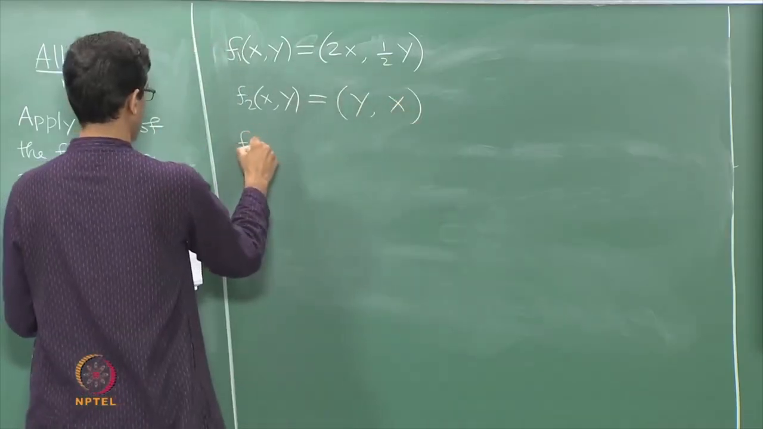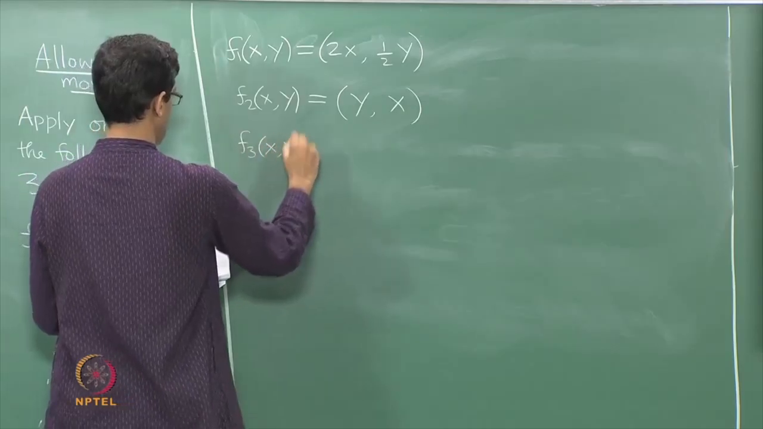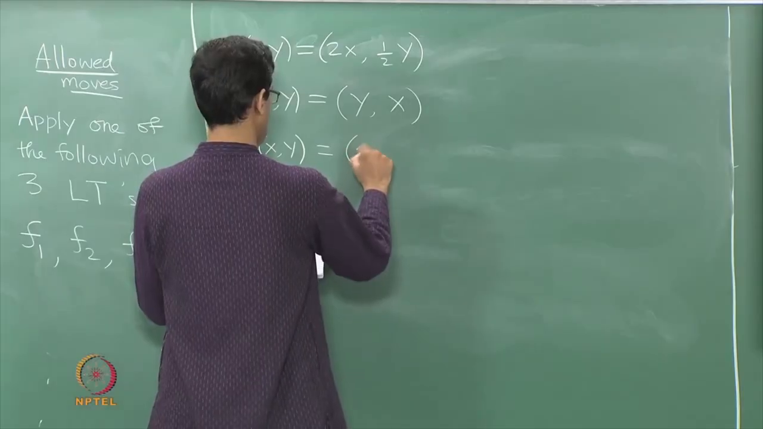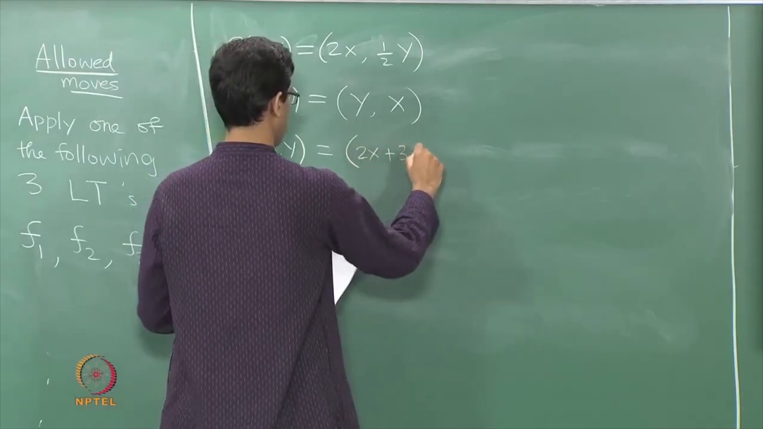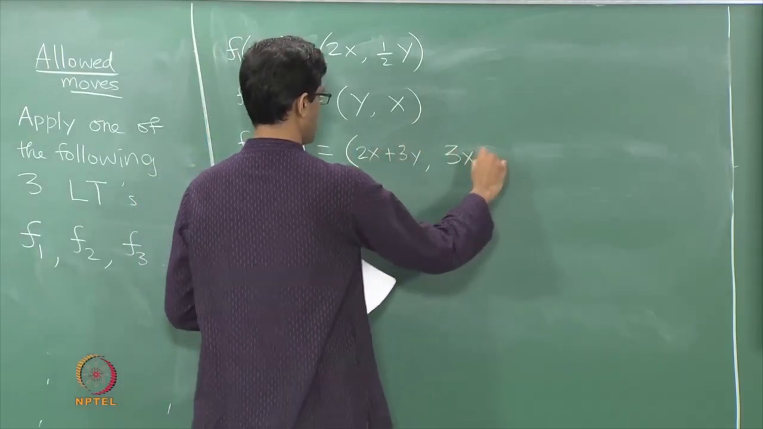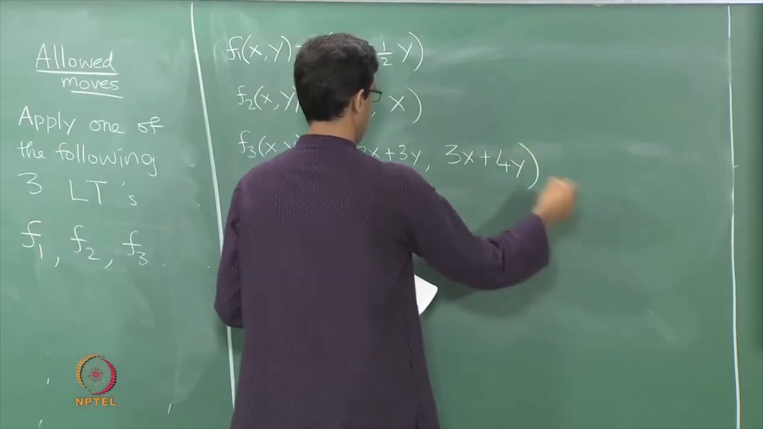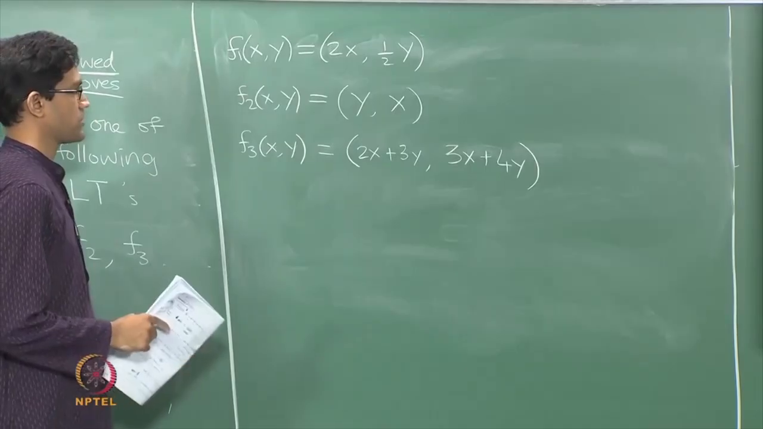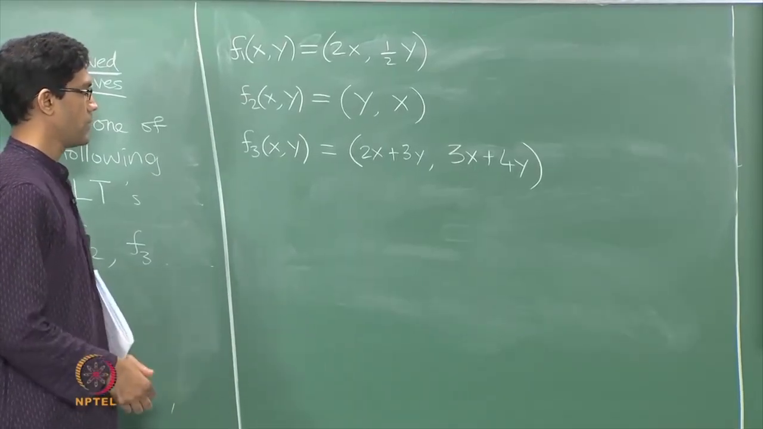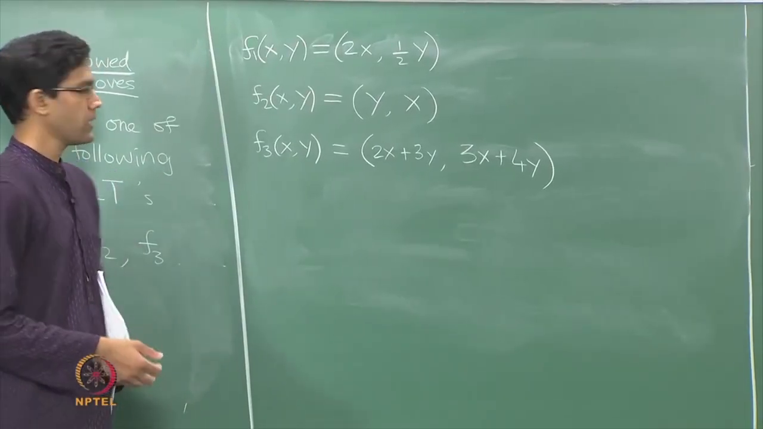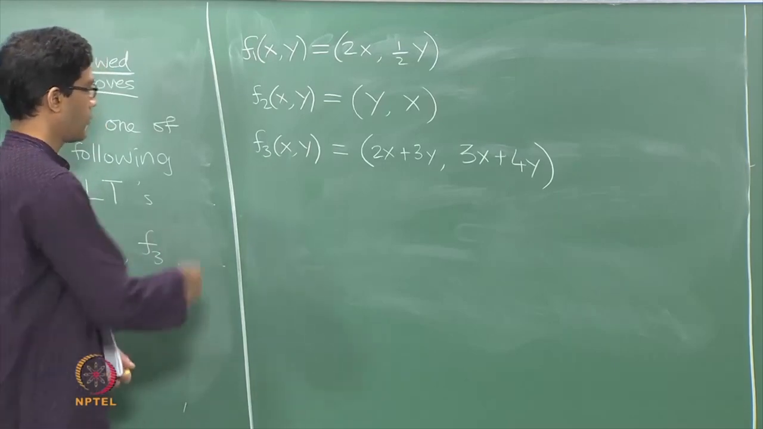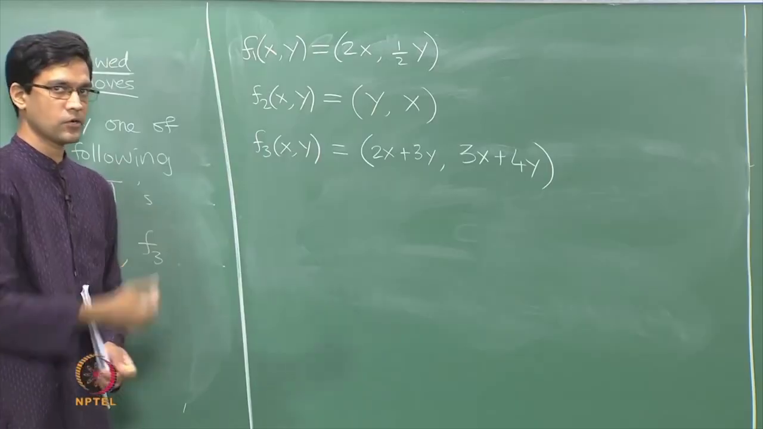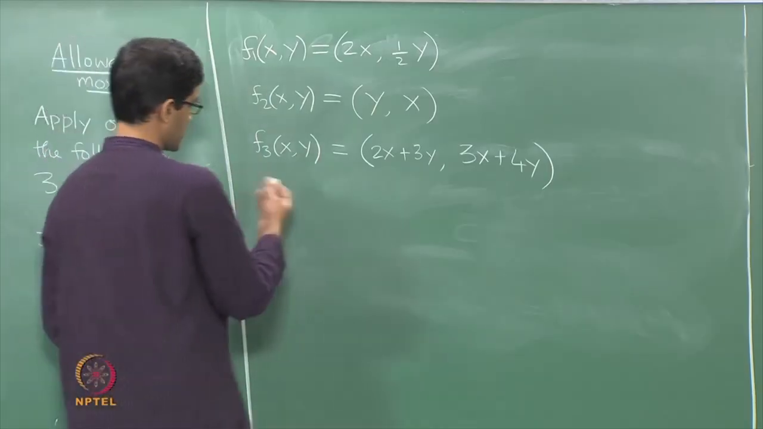And f3 of x, y is given by 2x plus 3y, 3x plus 4y. Okay, so here's what we do. We explicitly give three transformations of the plane, and a move consists of the following. At each time t, you pick one of these three possible linear transformations and you apply it to the four points. Let's give an example.